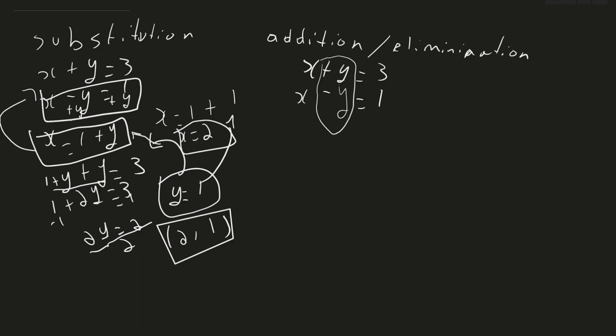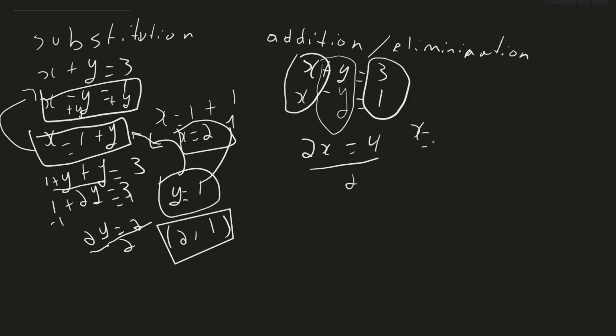So the addition method is all about adding the variables from the two equations. You add the x's, you add the y's, and you also add the solutions. Let's add the x's now. We have 2x, because x plus x is 2x. Then the y's cancel out, equals 1 plus 3, which is 4, right? For x, we divide both sides by 2, which gives x equals 2, which is the same exact answer we got from here, right?